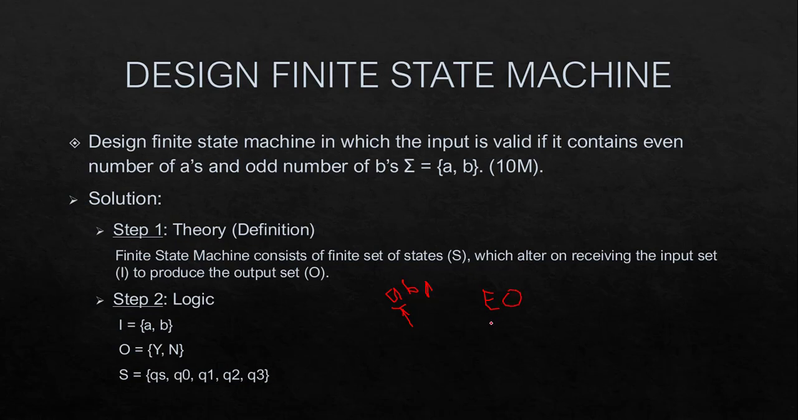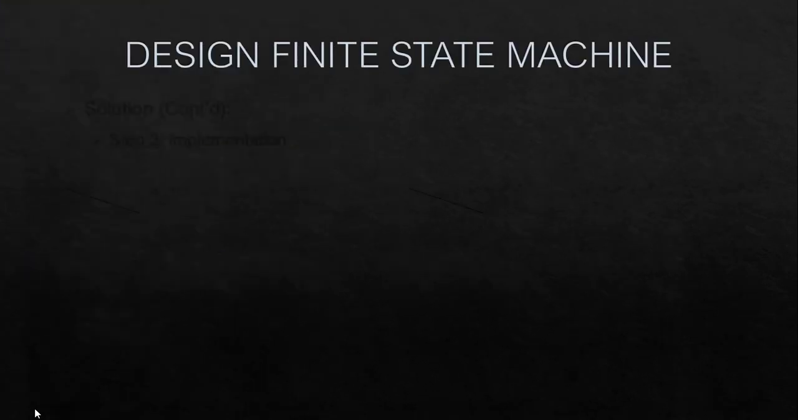Then we have to count odd number of A's and even number of B's. Other than that, we will have even number of A's and even number of B's. Finally, odd number of A's and odd number of B's. So let us check out the state transition table so that we get a much clearer idea about how we will be transitioning from one state to another state. So let's go to our next slide.